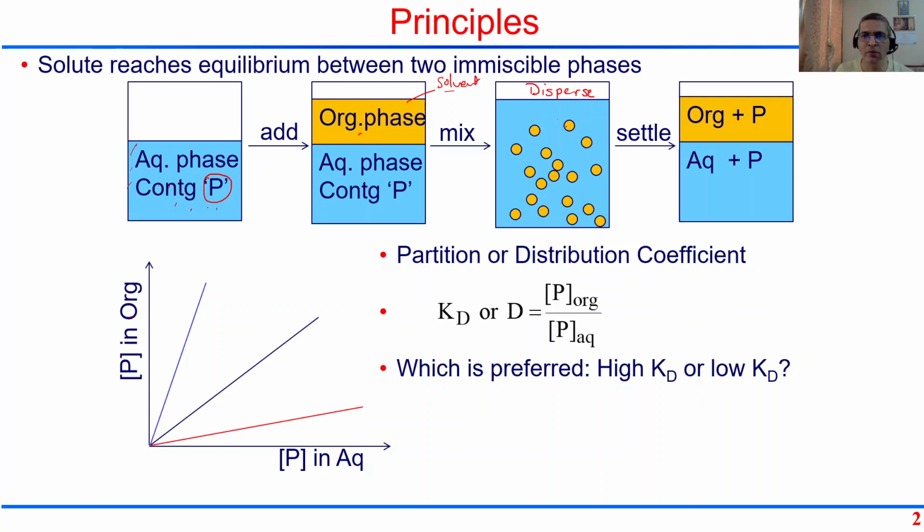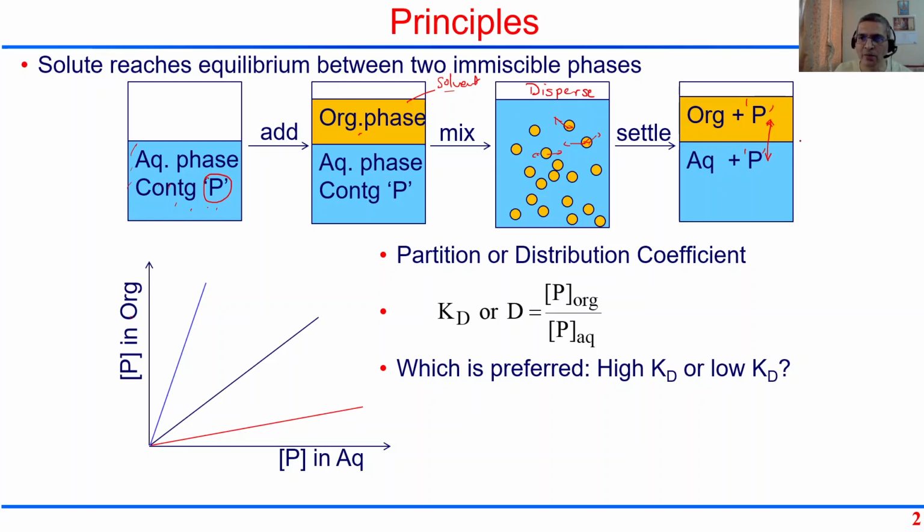So what happens is that P gets transferred from the aqueous phase into the organic phase, and an equilibrium is reached, and then we settle these two phases. So we get back our organic phase. Now the organic phase contains P, but the aqueous phase also contains some of the original P that is partly remaining behind. So we reach an equilibrium of P in the organic phase and P dissolved in the aqueous phase. Do you agree with that? If you have any doubts, you can always ask.